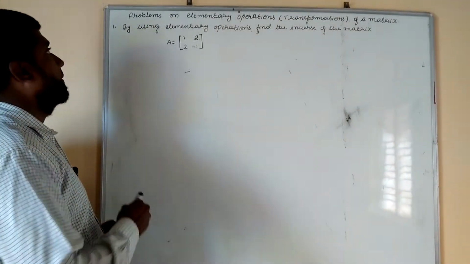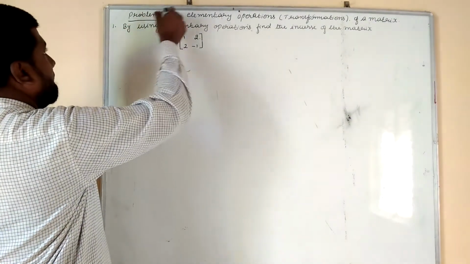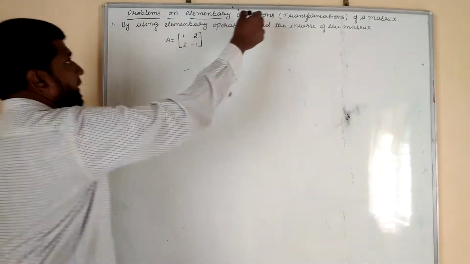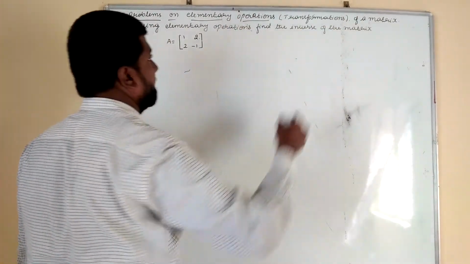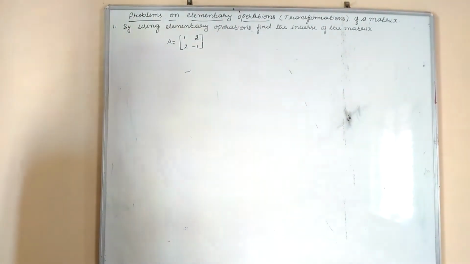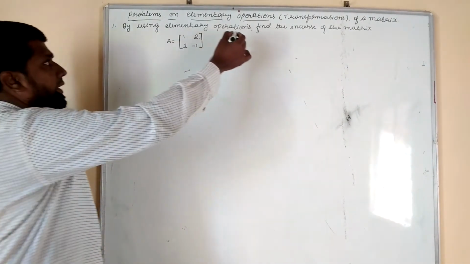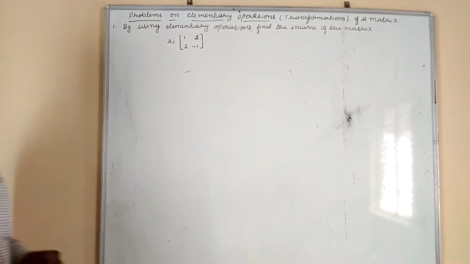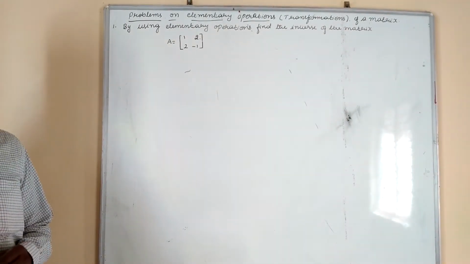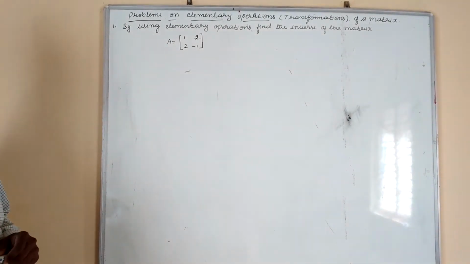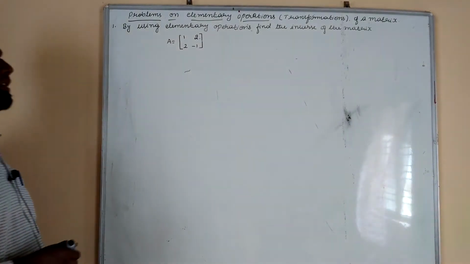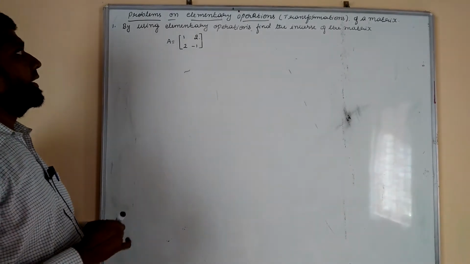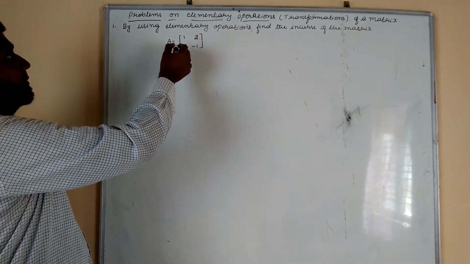Let us go to problems on elementary operations, the transformation of a matrix. The first problem: by using elementary operations, find the inverse of the matrix. You have already learned the 3 elementary operations, on rows only. So let us take an example problem.